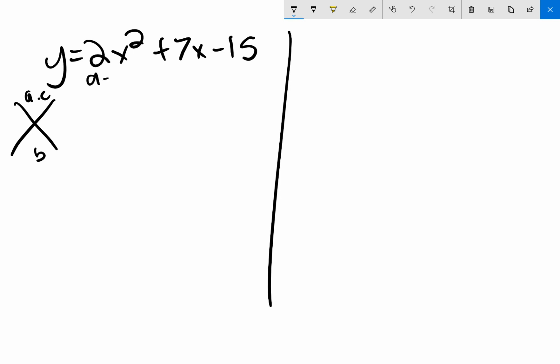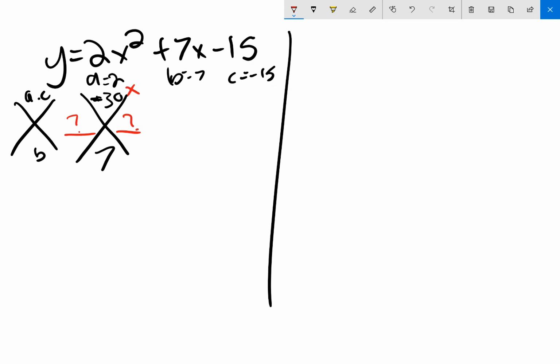So notice my a value is 2, my b value is 7, and my c value is -15. So if I'm going to set up the x thingy, a times c is -30. That's positive 2 times -15, which is -30. The b value is 7. So now my goal, now that I've set up my x, is to figure out what 2 numbers are going to multiply to make -30 and add to make 7. It's kind of tricky, but you've got to think of all the numbers that multiply to make -30 and add to 7.